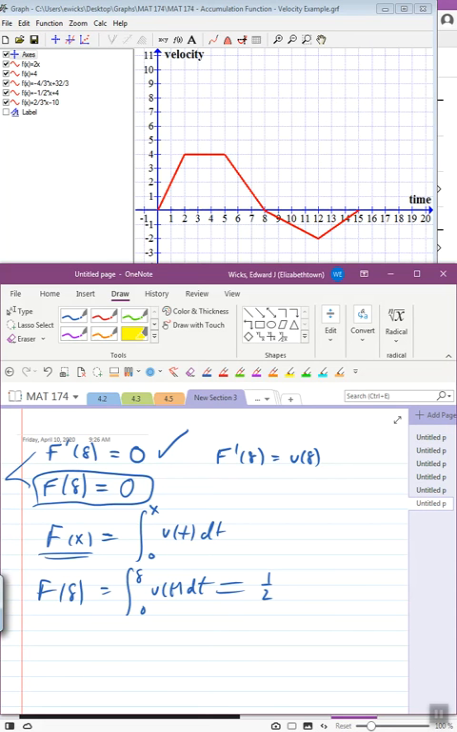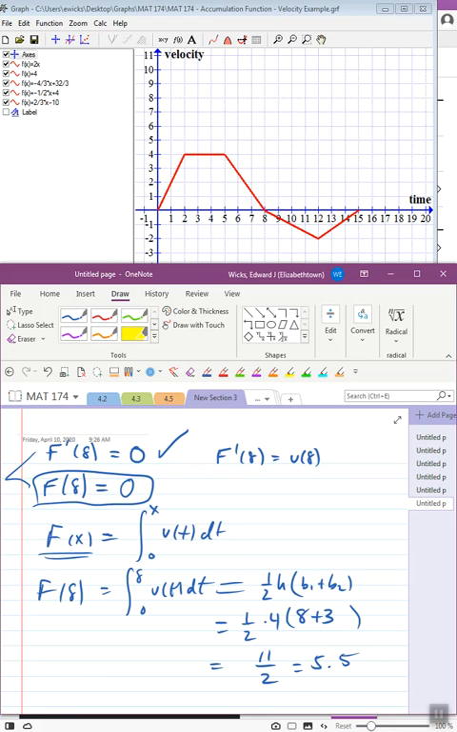What's the area of a trapezoid? It's 1/2 height times base 1 plus base 2. The height is 4. What are the two bases? The bottom base is 8. The top base is 3. Looks like I get 11 halves, or 5.5.